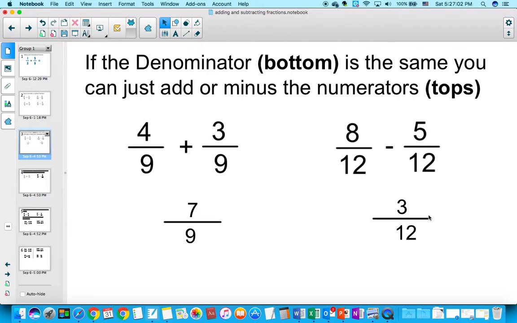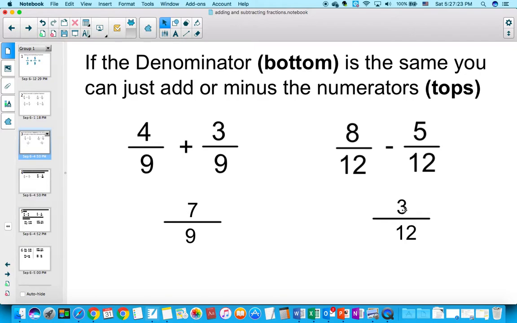Can I simplify this? Can I make this easier? Well, what can I divide 3 by that I can divide 12 by? I can divide both by 1. I can divide this by 2, but I can't divide this by 2. I can divide this by 3. I can divide this by 3. And 3 is the highest number I can divide 3 by. You can't cut 3 into smaller pieces.